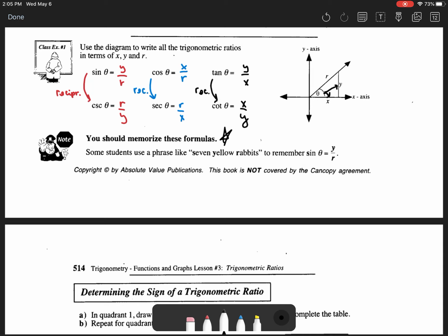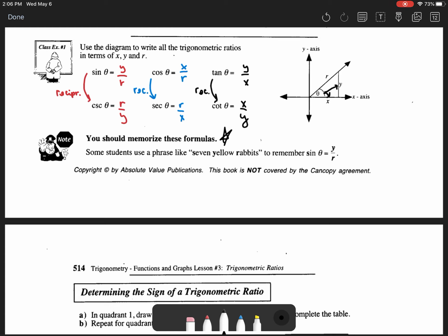Now at the bottom it says you should memorize these formulas. You can, but I prefer, again, if we understand what sine, cosine, and tangent are. We've learned those for 2 years, and then we know that the cosecant, secant, and cotangent are calculated by going 1 over those values, okay?